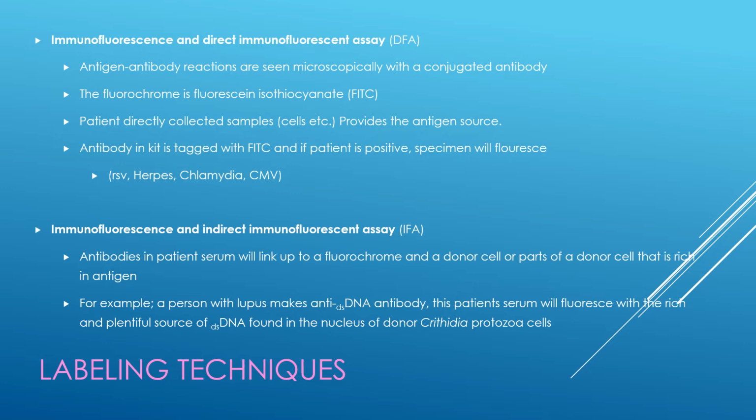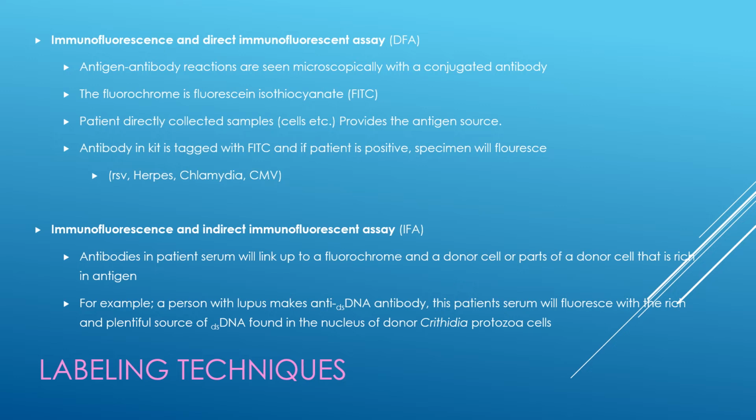Okay, the antibody in the kit is tagged with fluorescein isothiocyanate, and if the patient is positive, the specimen is going to fluoresce using a fluorescent microscope. Some examples of direct fluorescent antibody testing would be things for RSV, herpes virus, chlamydia, and CMV, also gonorrhea.